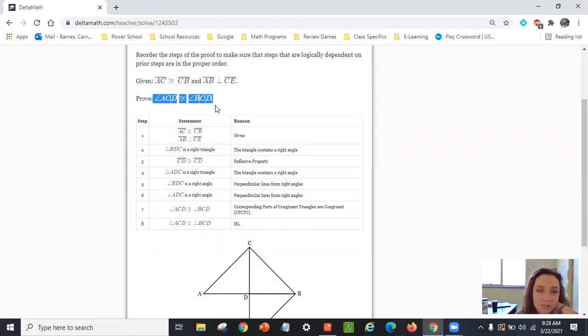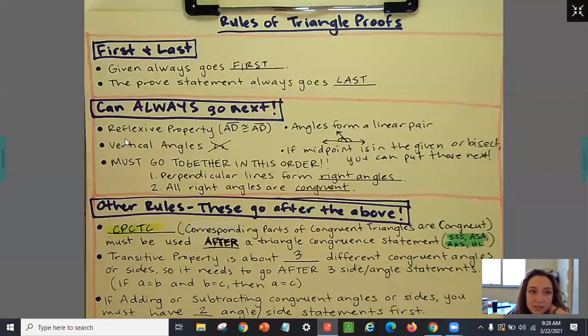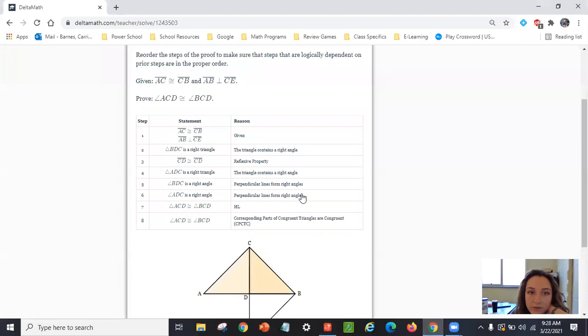ACD congruent to BCD. Okay, so ACD congruent to BCD. And that's actually, okay, it's here. Sorry, there you go. So we wanted to make sure it was the angles there. All right, so now we can put things in the right order. So one thing that can always go next is going to be the reflexive property. So let's pull the reflexive property next.